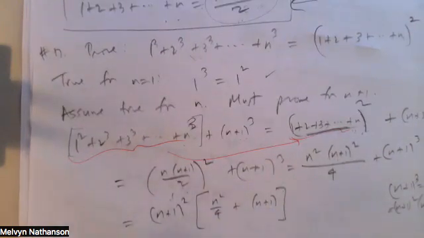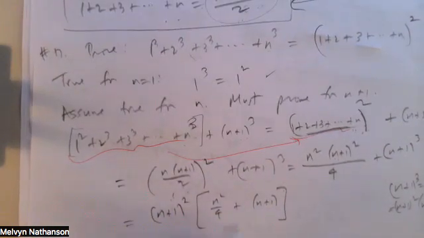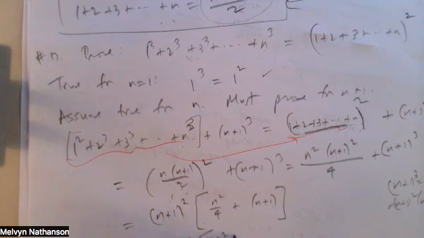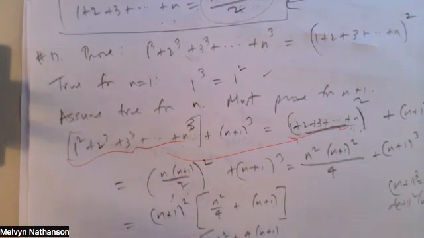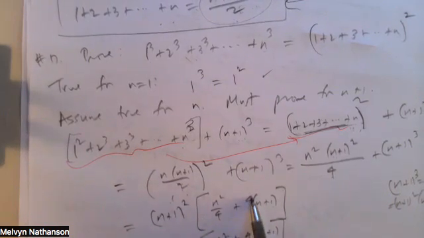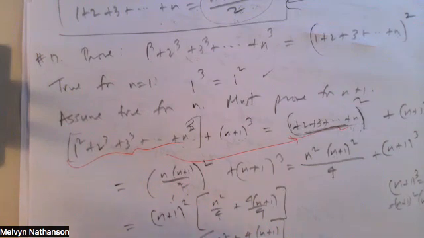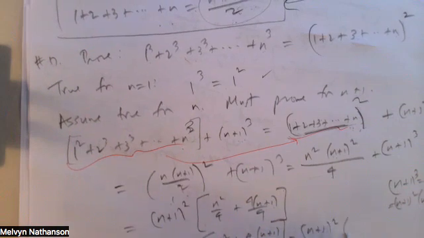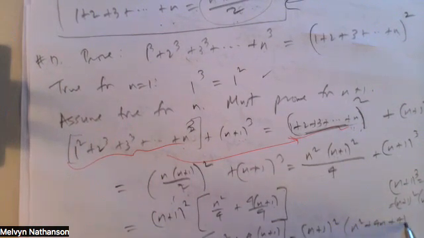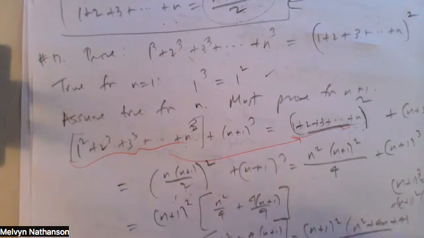And you have to know fractions. If I add these two fractions, I get n squared plus 4 times n plus 1 over 4. Right? 4 over 4. So this is n plus 1 squared. This is n squared plus 4n plus 4 over 4.